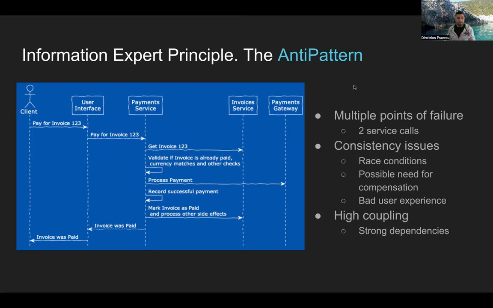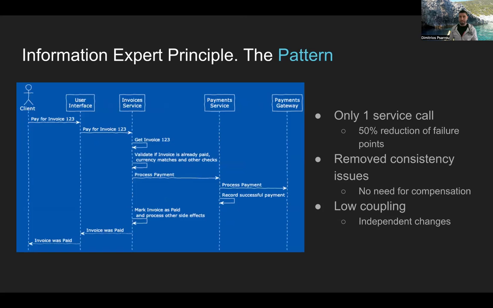These are problems that the information expert principle can solve. So let's look at how this can happen. If we were to apply the information expert principle, we would first ask, who knows that the invoice can be paid? And here I'm talking about the capability of the invoice being payable, right? This is a decision or a business requirement that is taken in the invoices service, right? Probably the product owner that is working with the team says, oh, invoices can be payable.